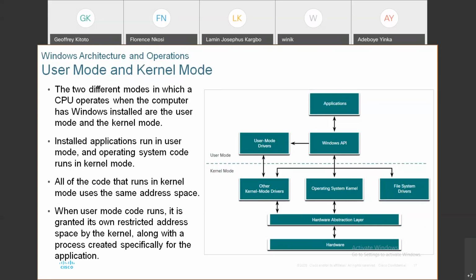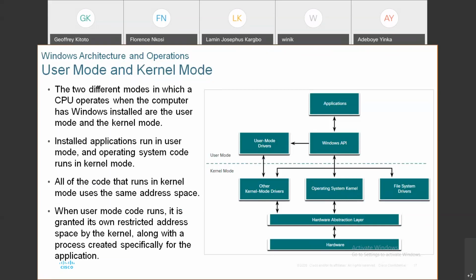So all of the code that runs in kernel mode uses the same address space. That is the operating system. It's the one that runs in kernel mode, so they must have the same address space.